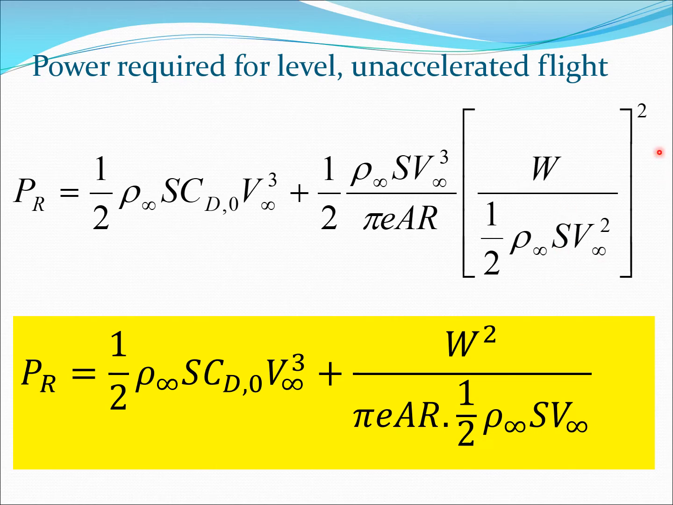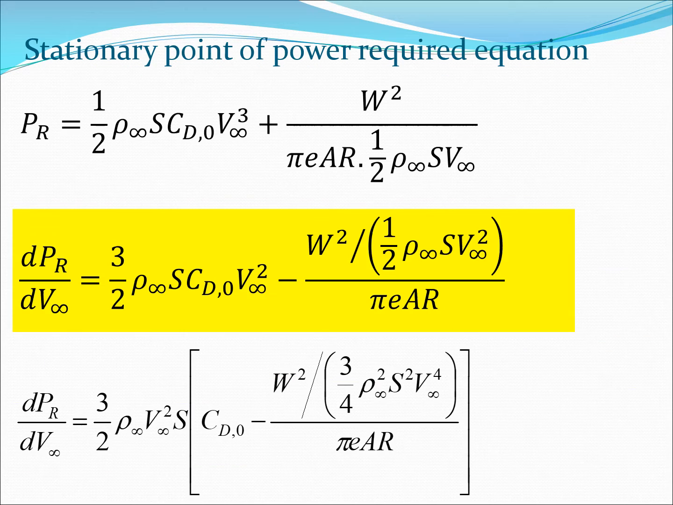So do recall that there is a square here. So here you would have a rho infinity square, S square, V infinity 4. And so after cancellations, you will end up with this kind of equation here. So now we take this power required equation here. We write it in this form here. So all I have done is I have taken this half rho infinity S V infinity and written it like this. And then what we do is that we take certain terms out.